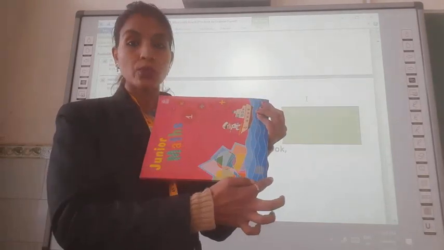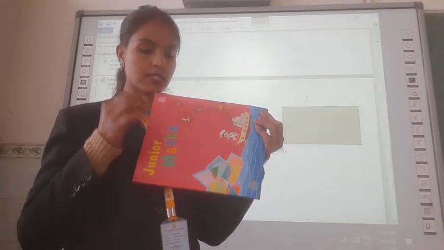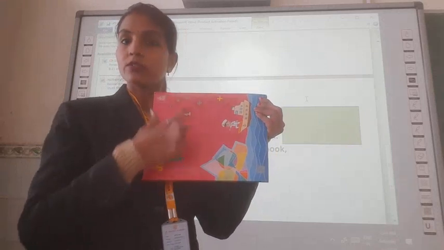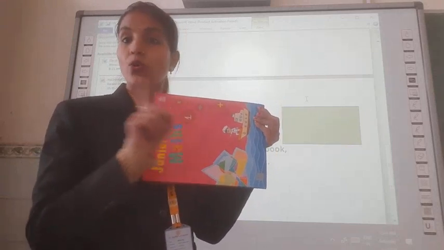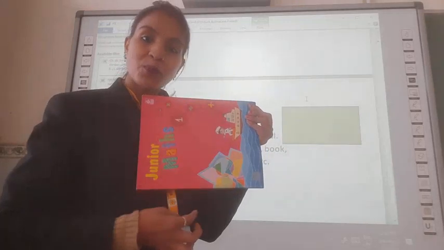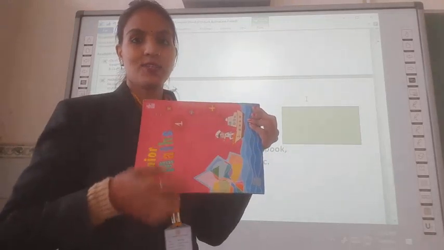1, 2, 3, 4. 4 sides. Then 4 corners. 1, 2, 3, 4. All the 4 sides are not equal, so it is not a square. It is a rectangle because opposite sides are equal. Okay?